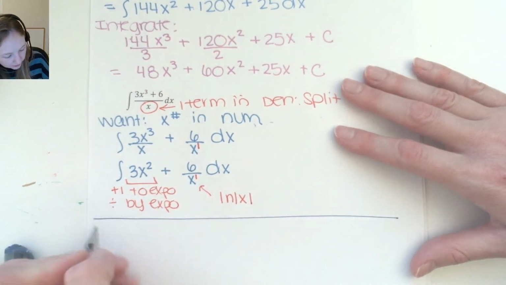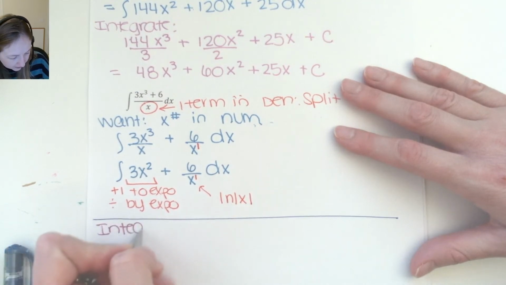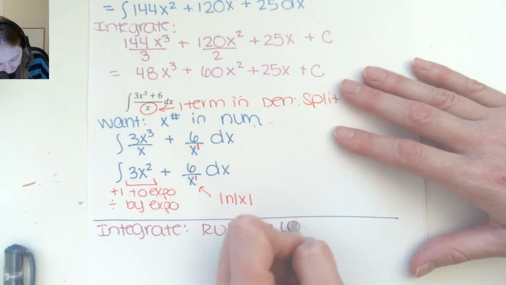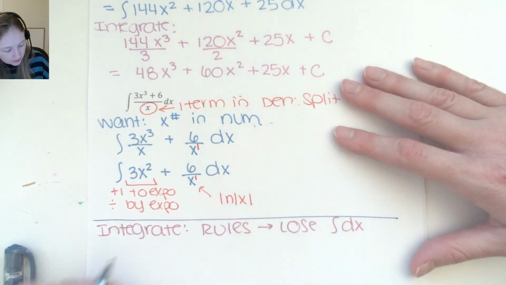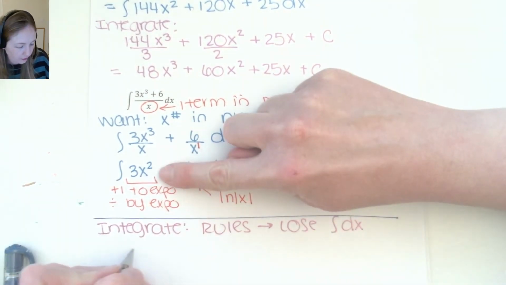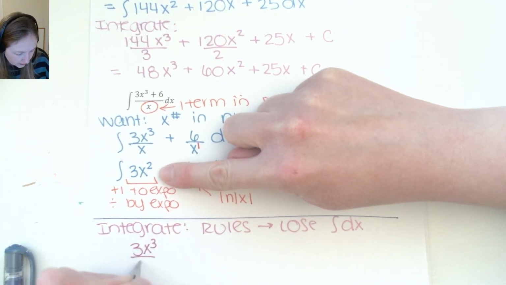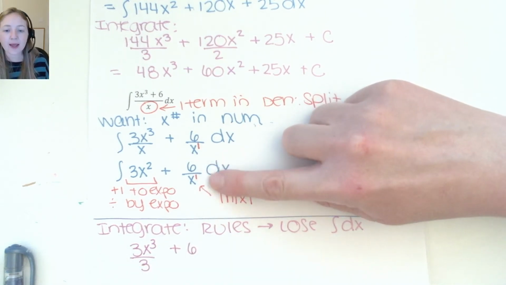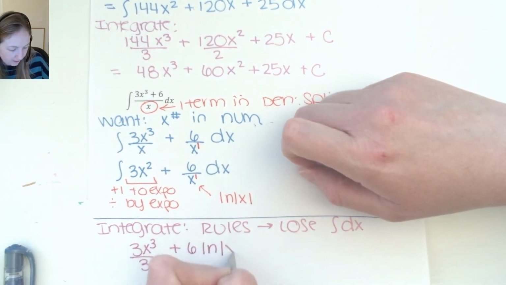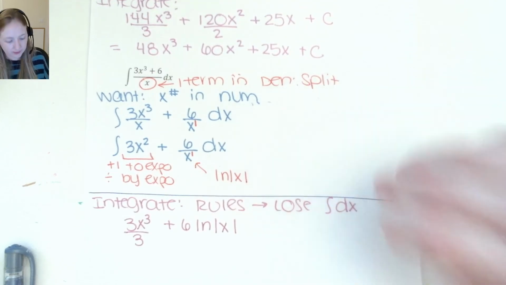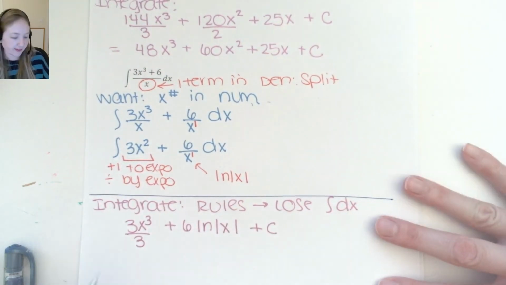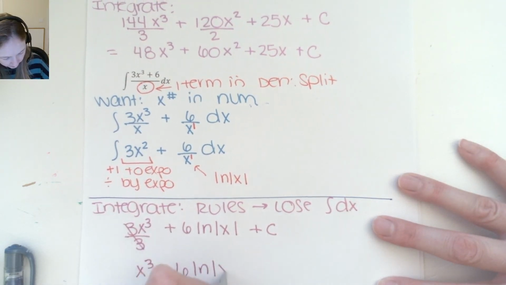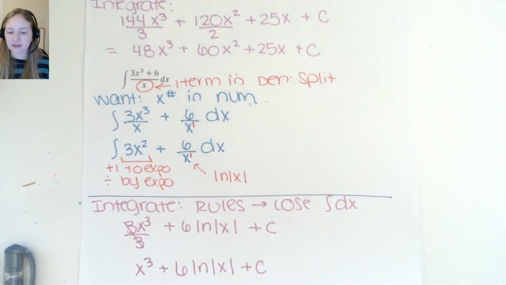And so we'll integrate. When we start to apply these rules, we are going to lose that integral sign and the dx. So no more integral sign. For the first term, just add 1, divide by the new exponent. For the second term, the 6 tags along, and then that x in the denominator becomes natural log absolute value of x. And then of course we have the plus c. The 3's cross out and we get x cubed plus 6 natural log absolute value of x plus c as our final answer.